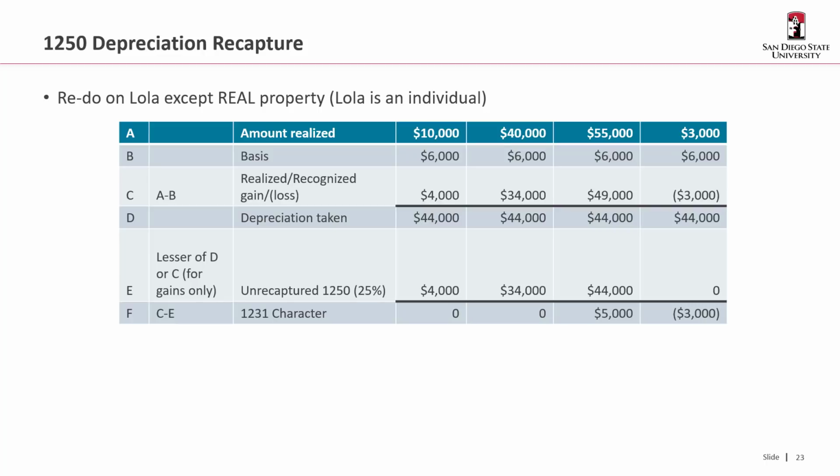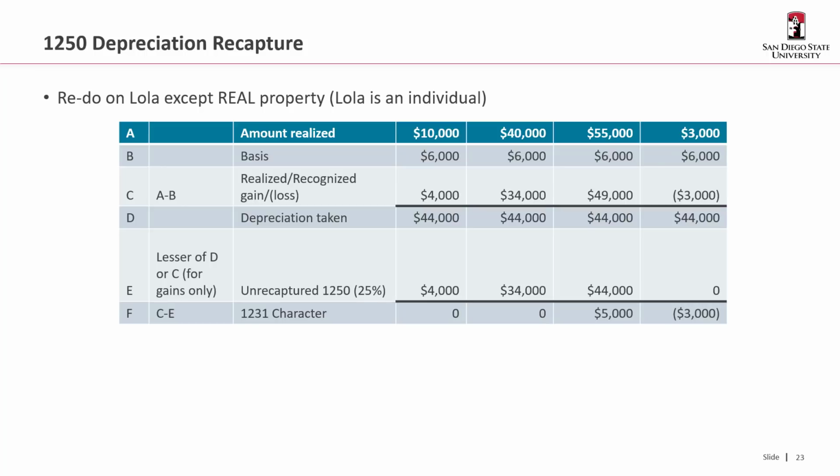If we go to column B, the next column over, $40,000 minus 6 is $34,000. Depreciation taken is $44,000. The amount of unrecaptured depreciation is $34,000. Therefore, that amount is taxed as a long-term capital gain at 25%. If we go to the third column, 55 minus 6, that's the $49,000 gain. $44,000 depreciation taken. We bifurcate it into its two parts. $44,000 is unrecaptured Section 1250, long-term capital gain taxed at 25%. The remaining is true Section 1231 and will just be thrown into the 1231 netting process, as we've done.